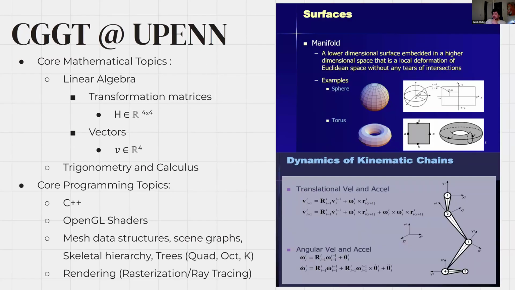So once I got into the CG program at Penn, I started studying more mathematical topics. Most of those consisted of linear algebra, trigonometry, and calculus. As far as all that's concerned, the most relevant part is going to be matrices multiplying vectors. What that means is you have a point in space represented by a vector. The vector is going to be x, y, z. And then you have a matrix that is going to represent a transformation on that vector.